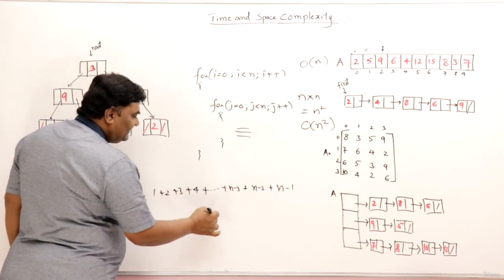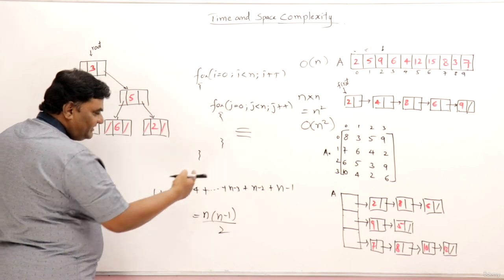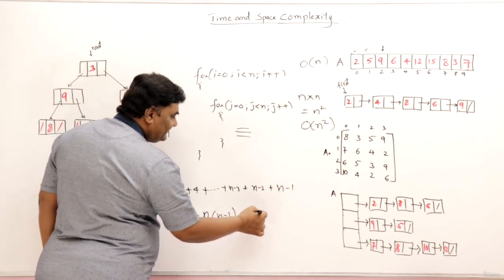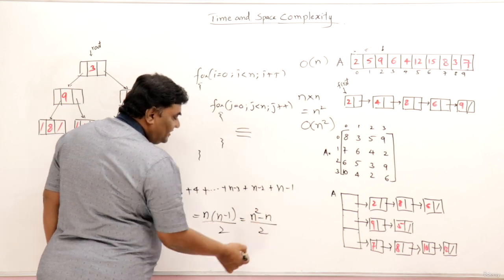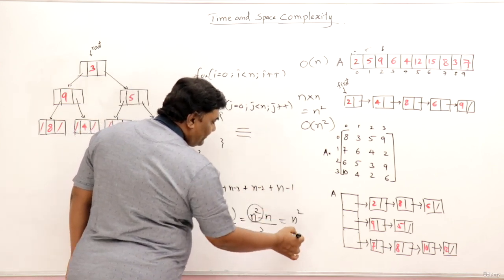This is what? N into n minus 1 by 2. Sum of first n natural numbers. So this will be n square minus n by 2. So what is the degree of this polynomial? This is n square. So it's order of n square.